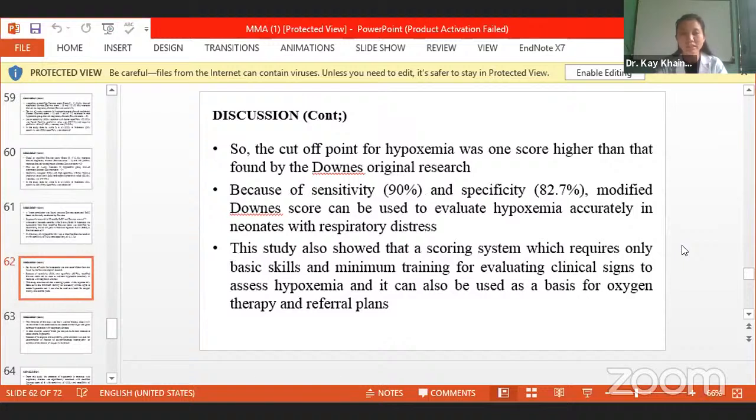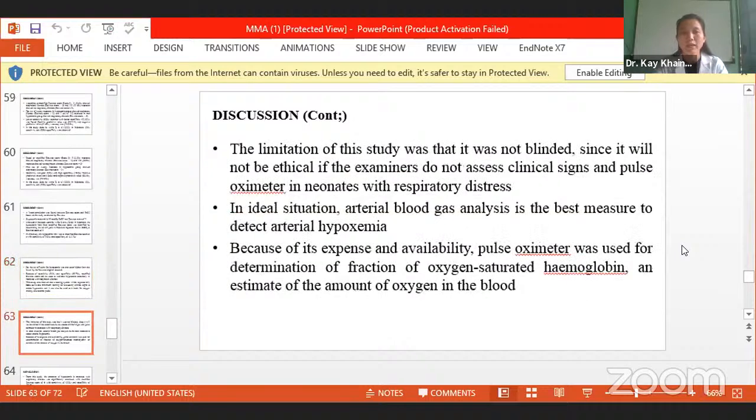Because of the sensitivity 90% and specificity 82.7%, modified Downes score can be used to evaluate hypoxemia accurately in neonates with respiratory distress. The study also showed that this is a scoring system which requires only basic care and minimum training for evaluating clinical signs to assess hypoxemia, and it can also be used as a basis for oxygen therapy and referral plan. The limitation of the study was that it was not blinded, because it would not be ethical if the examiner did not assess clinical signs and use the pulse oximeter in neonates with respiratory distress.